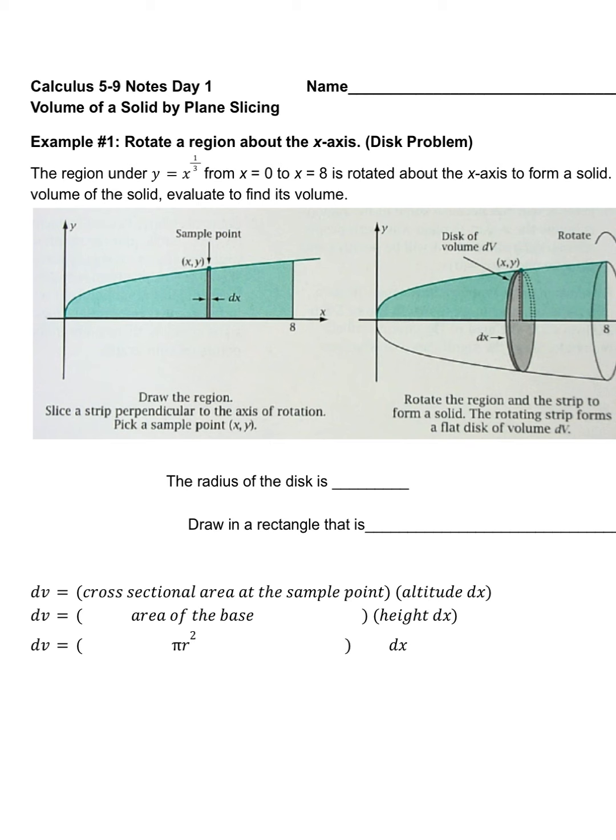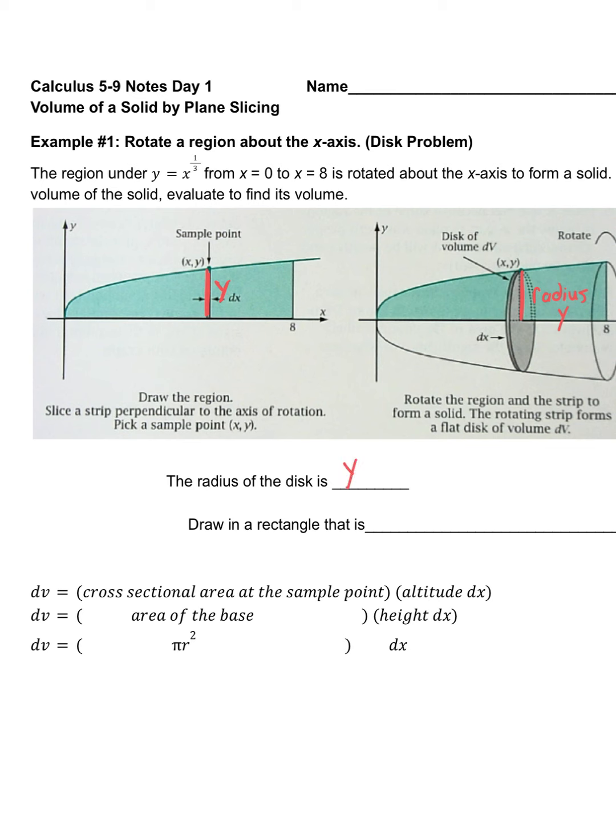We can find the volume of the disk, and then we can use an integral to sum all of the disks from our left endpoint 0 to our right endpoint 8. So let's go back to our original rectangle right here. That is a vertical rectangle because it's perpendicular to the x-axis. So vertical is a y value. This original rectangle becomes the radius of the disk, so our radius is a y value. When you're rotating around the x-axis, the radius of the disk is a y value.